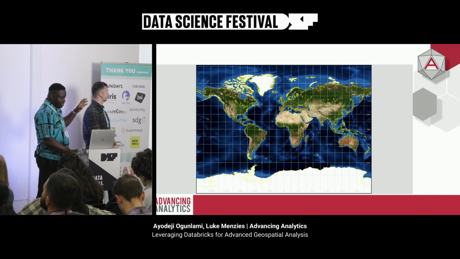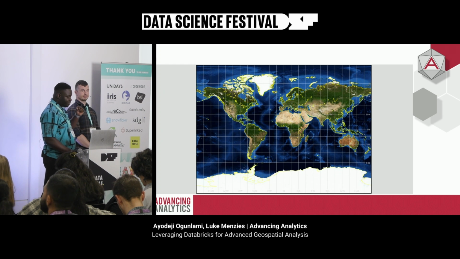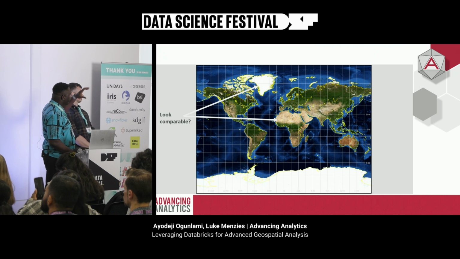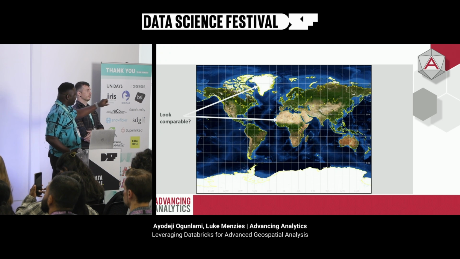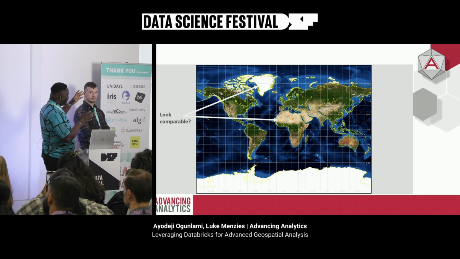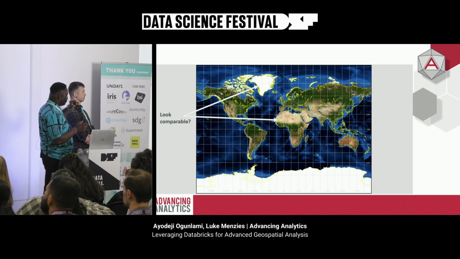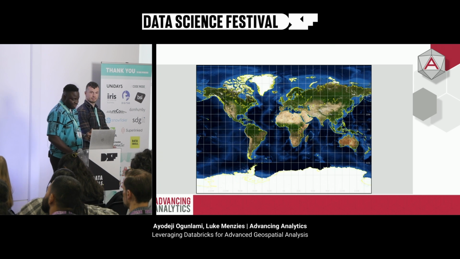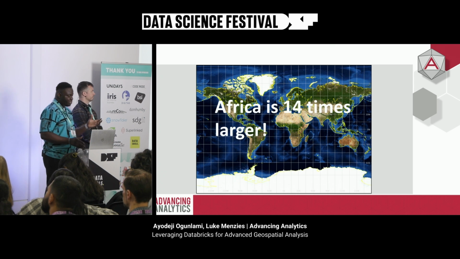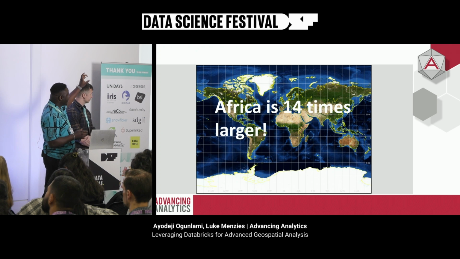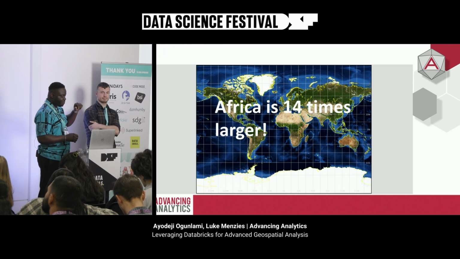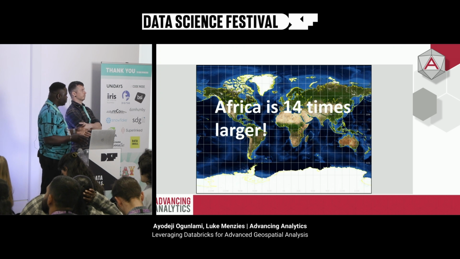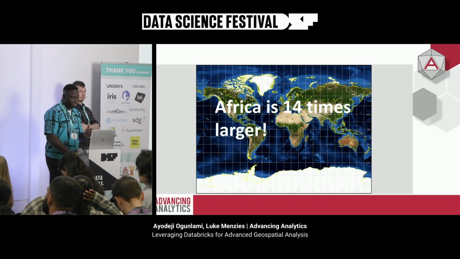If you look at this map, for example, that's Greenland at the very top and Africa down there. You would see that they almost look comparable. Greenland is a country and is almost comparable with Africa. But in actual terms, Africa is 14 times larger than Greenland. So this is a Mercator projection. And this will be one of the problems I'll be talking about.